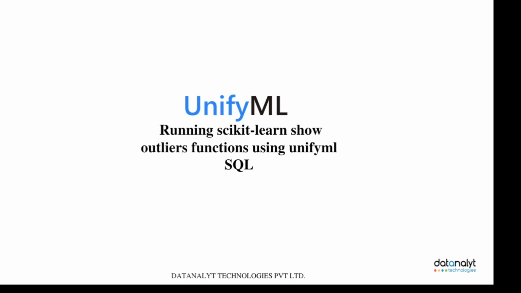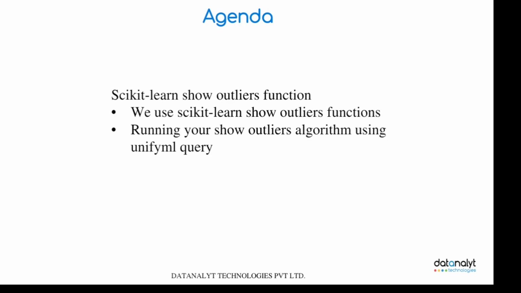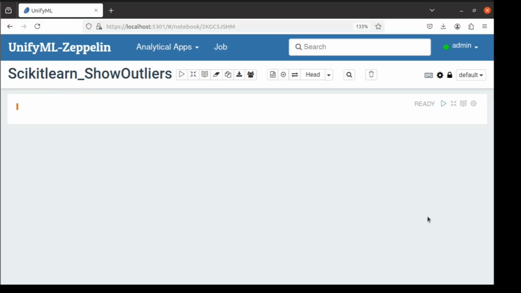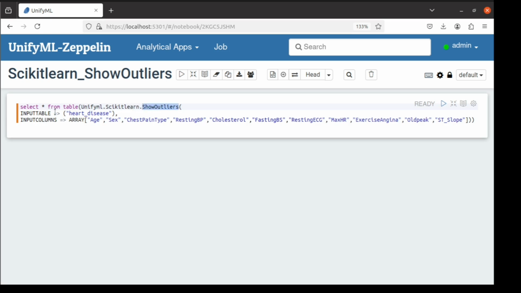In this video, we'll discuss the Scikit-Learn Show Outliers function using UnifyML SQL. We will run the Scikit-Learn Show Outliers function algorithm through a UnifyML query. Here, we execute the Scikit-Learn Show Outliers function using UnifyML SQL. Let's now look at the simple Scikit-Learn Show Outliers function.